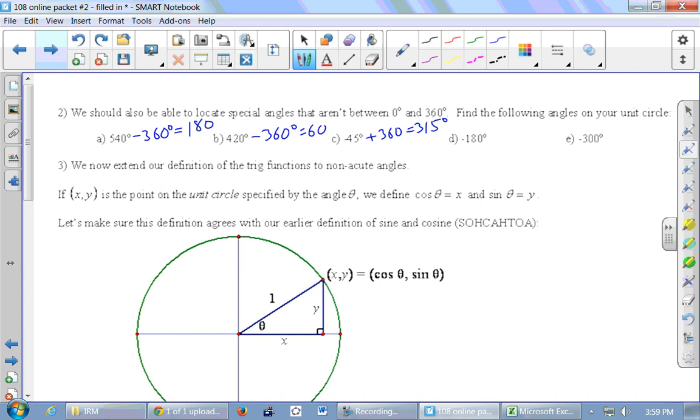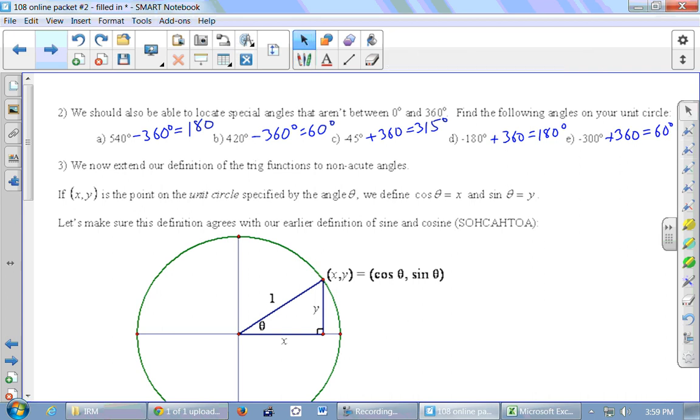Okay, hopefully we found that this 420 is really the same as 60. If you add 360 to 180, you get positive 180. So going clockwise 180, going counterclockwise 180, they're both exactly the same thing. And then add 360 to this, and we get positive 60.